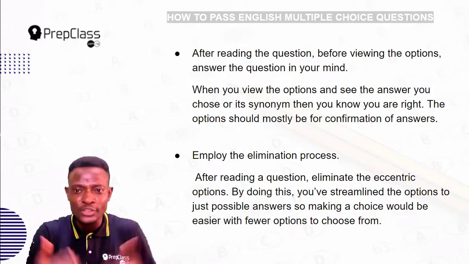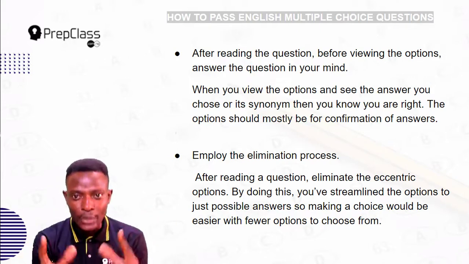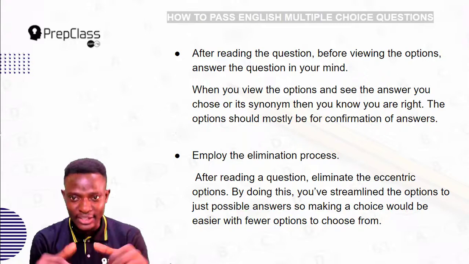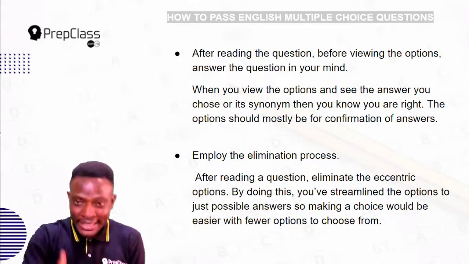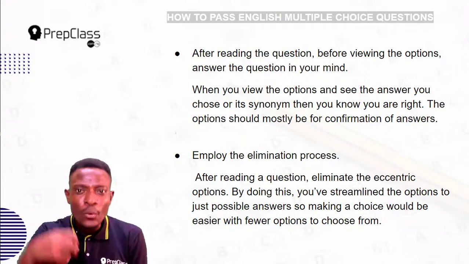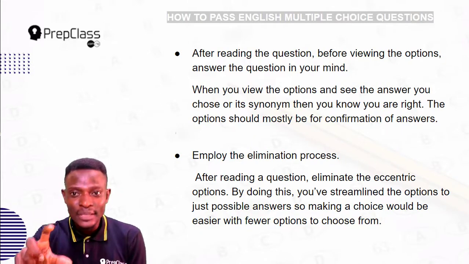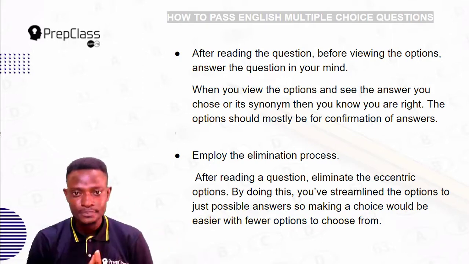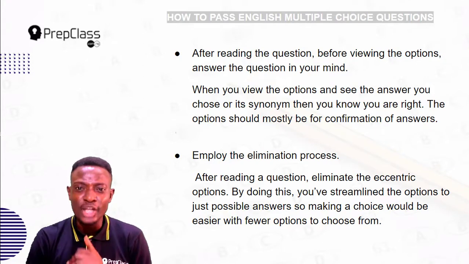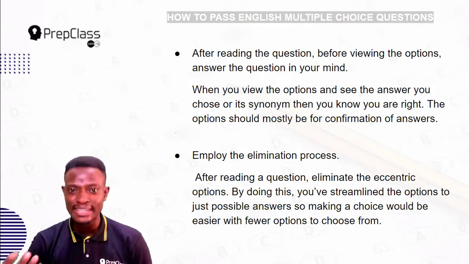After you've answered the question in your mind, you can now look at the options. Okay, this is what I chose. Then you can confirm. And if you chose the wrong answer, you can actually still look through the options to pick the right answer. But first, always choose the answer in your mind, because if you know it, you will not need the options to select the right answer. So you just need the options for confirmation of answers.